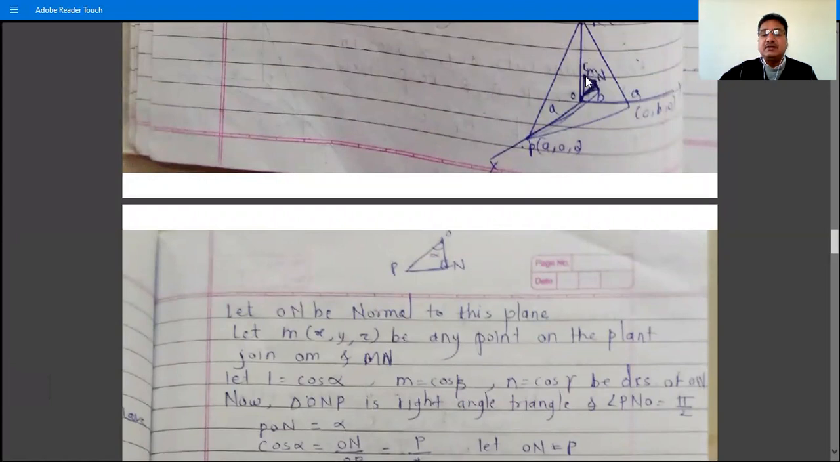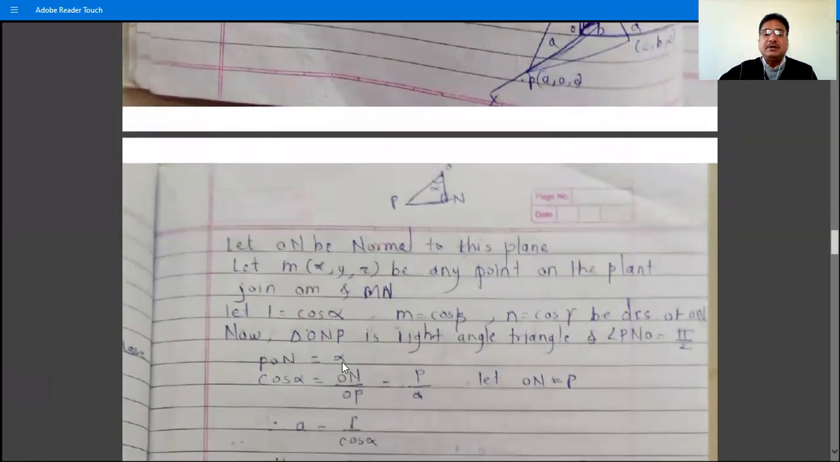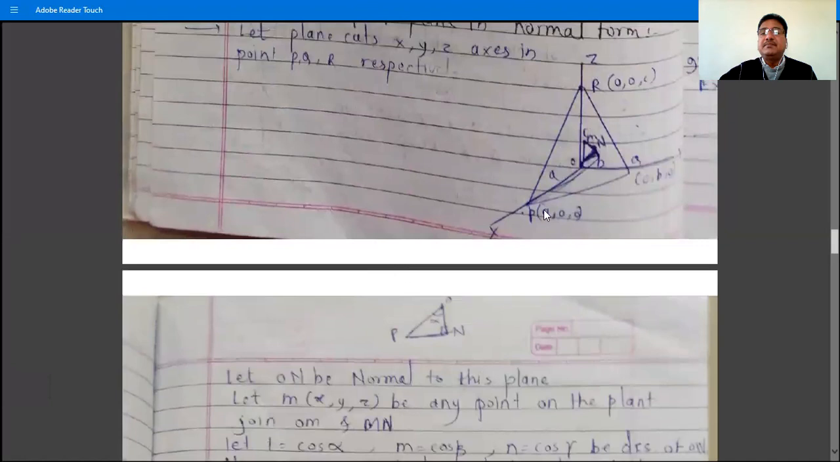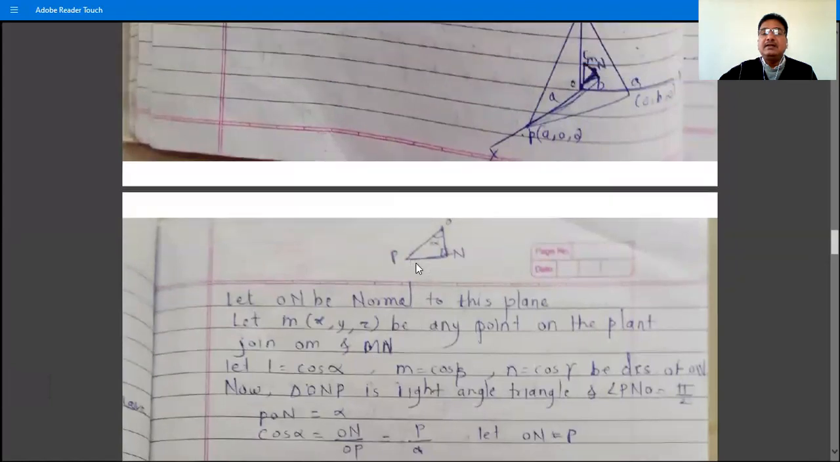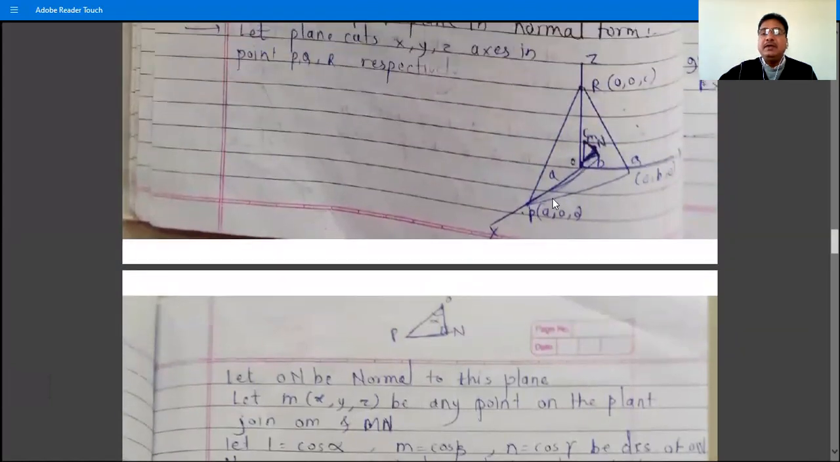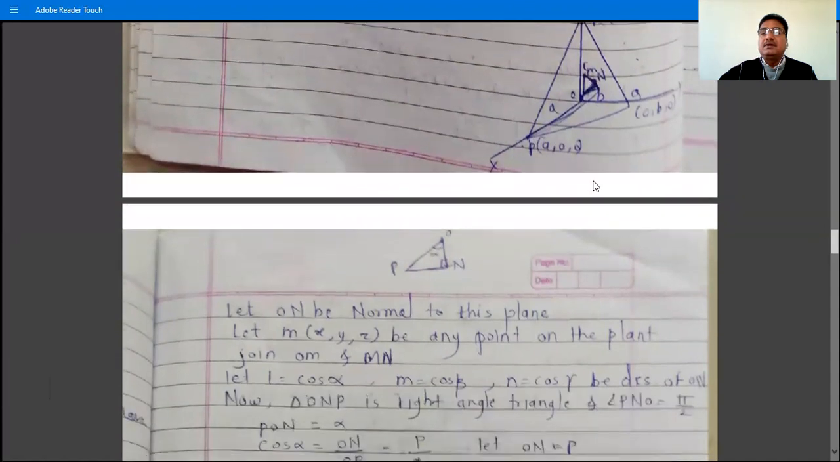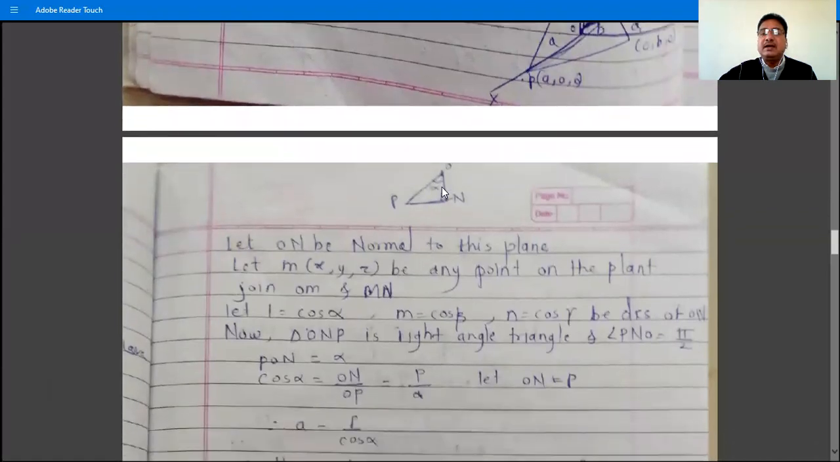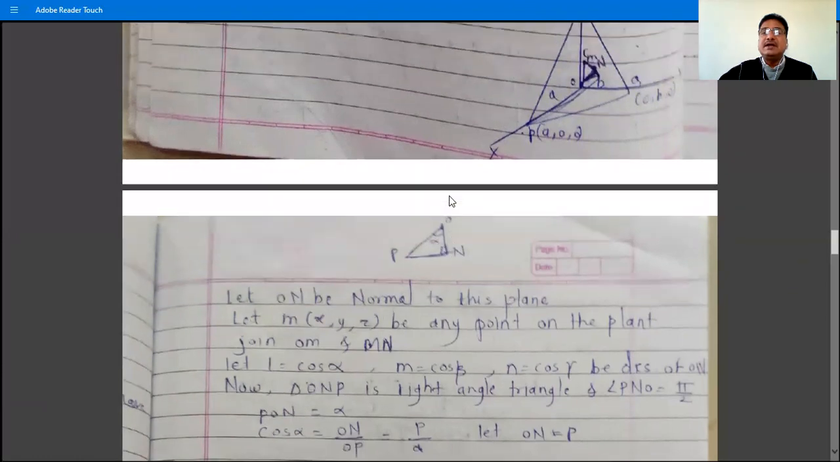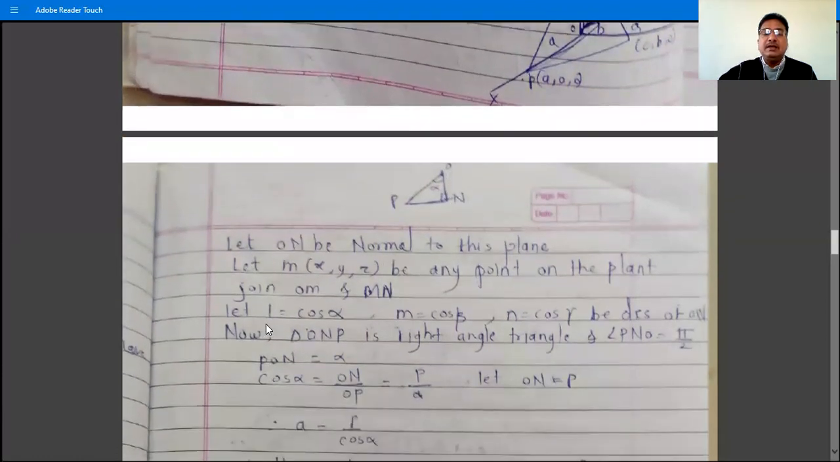Then join OM and ON, and suppose P in the place of M. Then OMN becomes a triangle, a right angle triangle, and angle N is 90 degrees. Let l equal cos alpha, m equal cos beta, and n equal cos gamma be the direction cosines of the line ON.